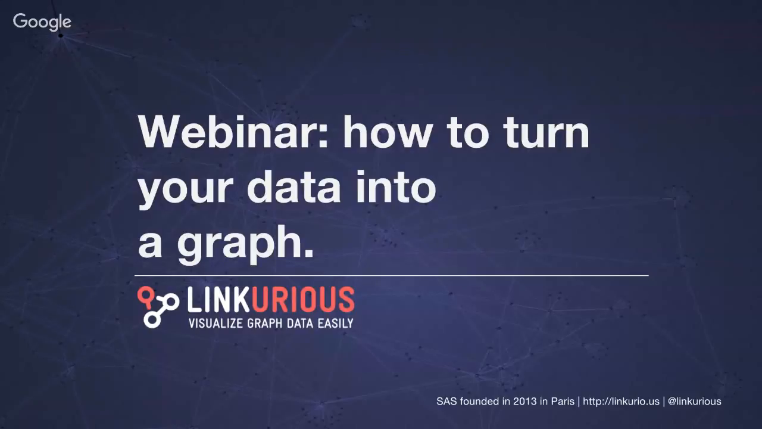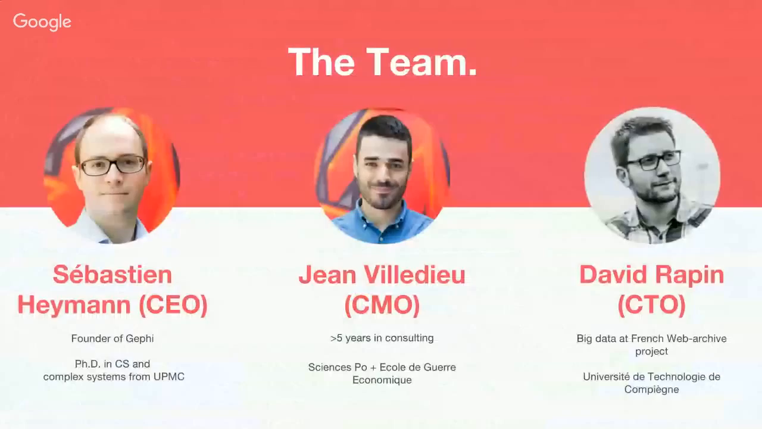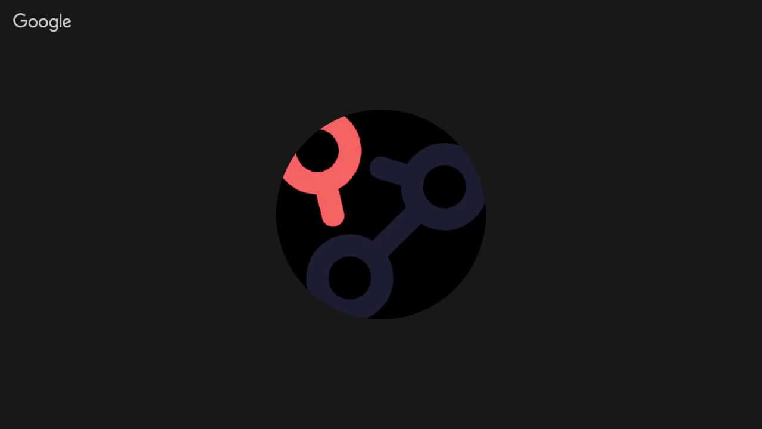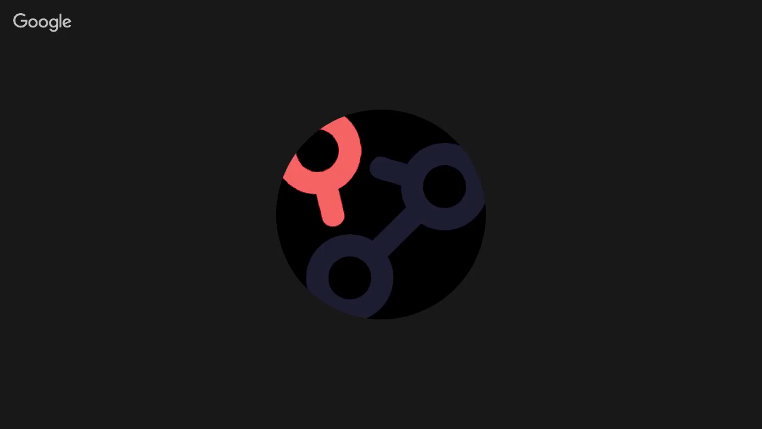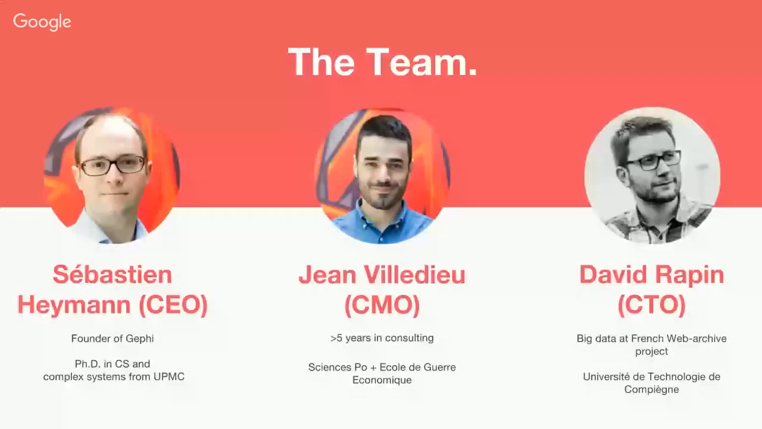So I'm Jean-Pierre, one of the co-founders of Linkurious. We are a French startup located in Paris, and we specialize in graph visualization. Linkurious is working with customers like NASA, for example, the French Ministry of Finances, and various organizations around the world that are struggling to find meaning and answers in graph data. We help them visualize graph data and extract insights from it.